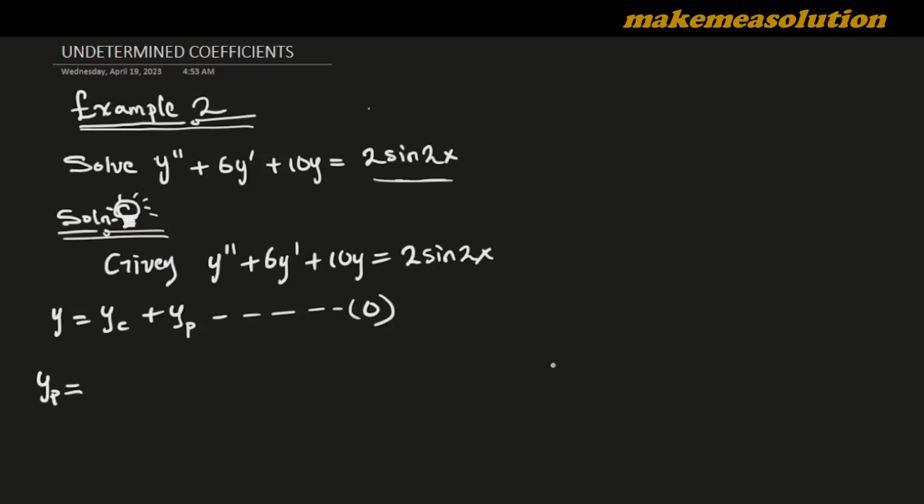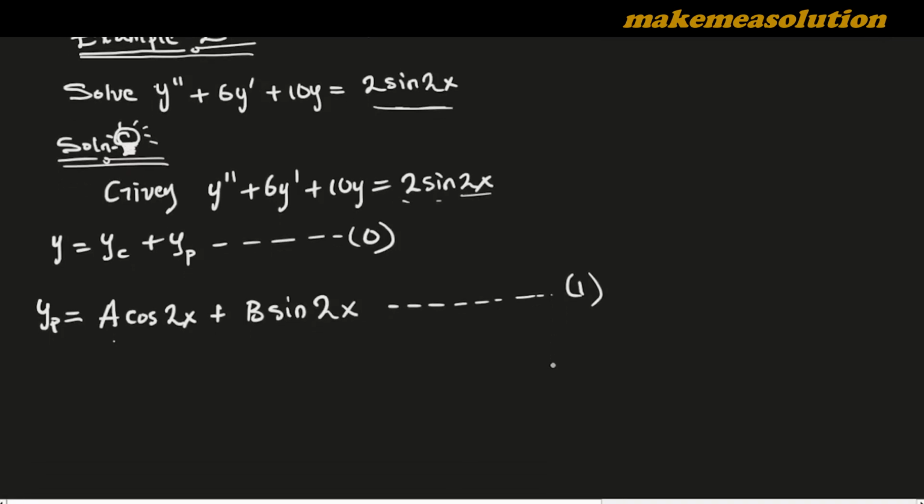I'll obtain the form of my yp first of all. Since the right hand side is a trigonometric form, I'll assume an undetermined coefficient representation of this right hand side, and that is going to be a cos 2x. You can see I'm using the same frequencies, then plus b sine 2x. This is the first form that I'm assuming my particular integral is going to take. This is the first thing you should do. Please don't forget, express yp first of all.